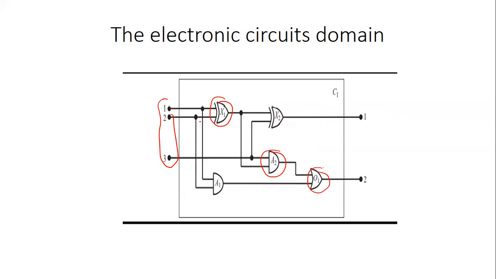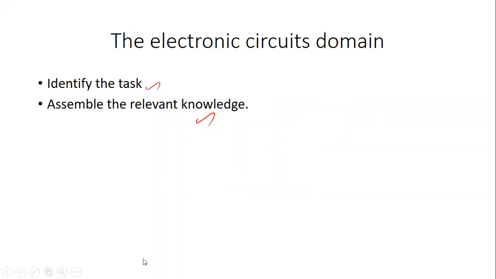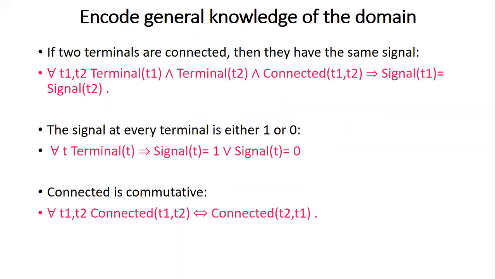And if one is here and the same one is taken here, it means that the same signal is passing here. Then if this is one, this will also be one. If this is zero, this will also be zero. So identifying, studying and understanding this is the second step: assemble the relevant knowledge. The third step is encode the general knowledge of the domain.